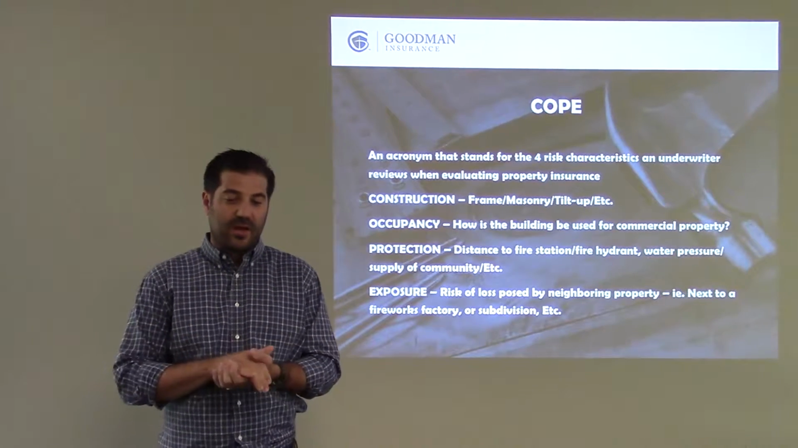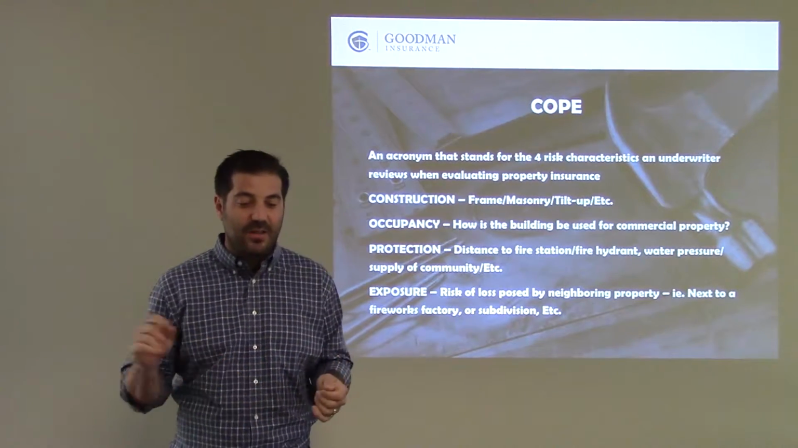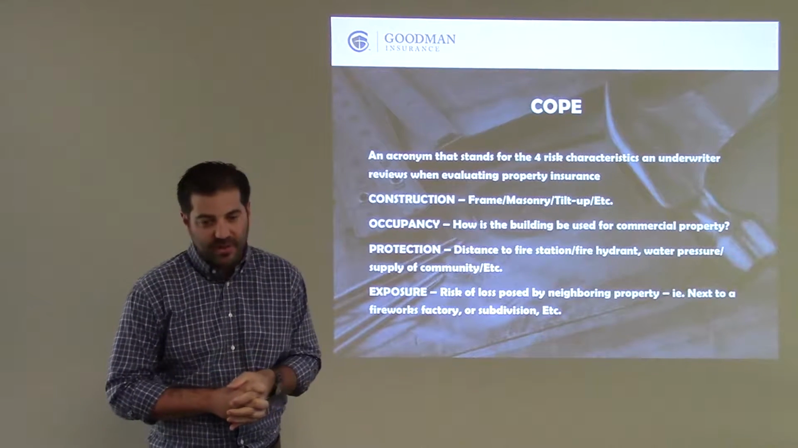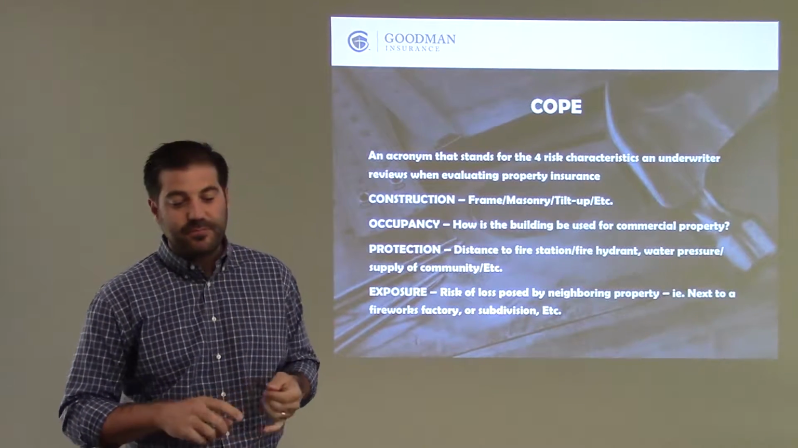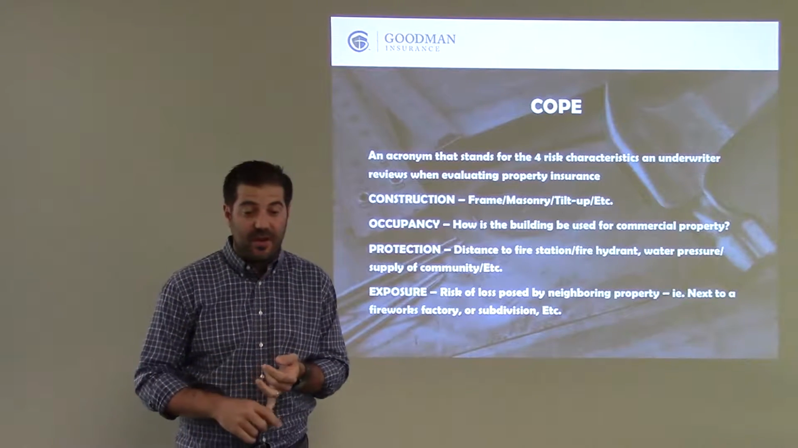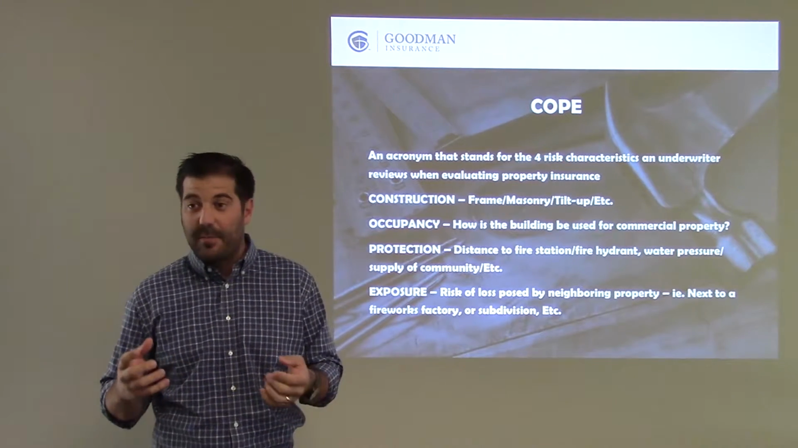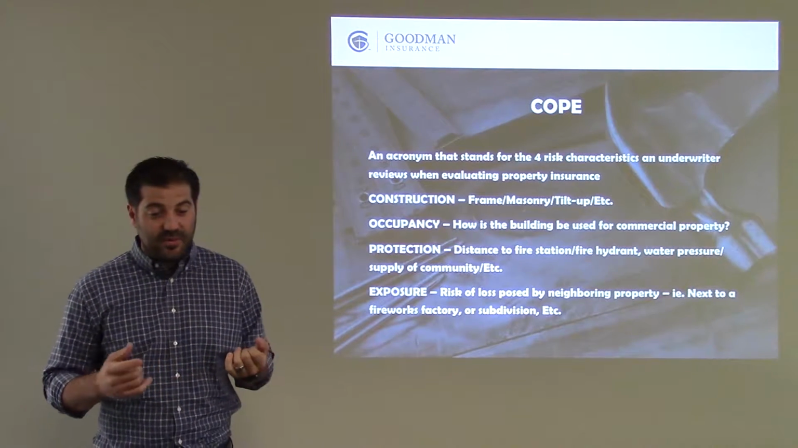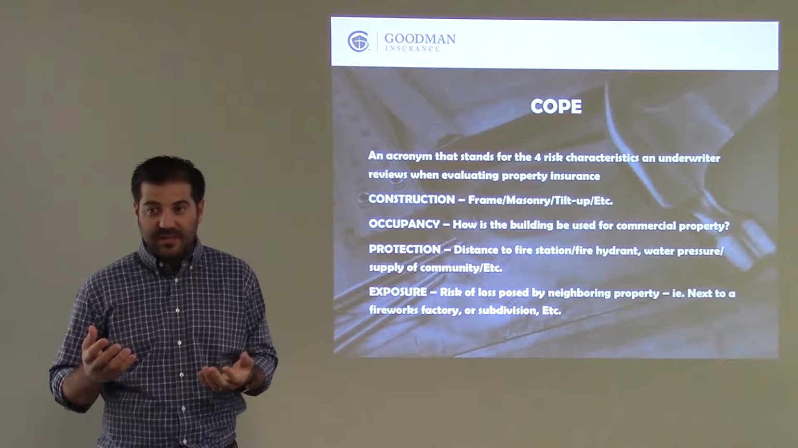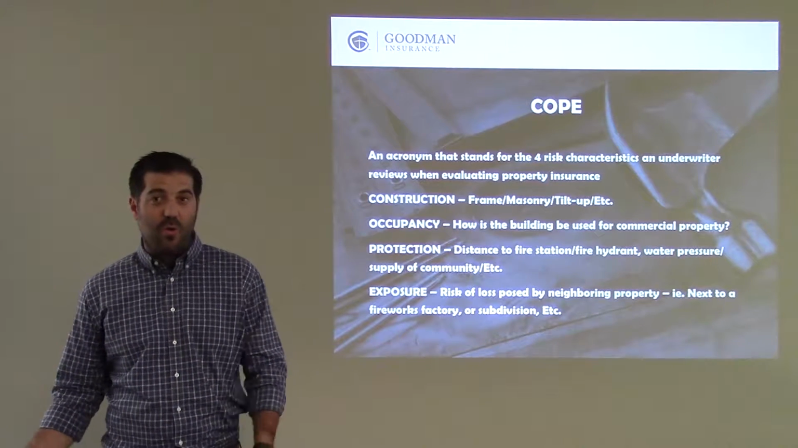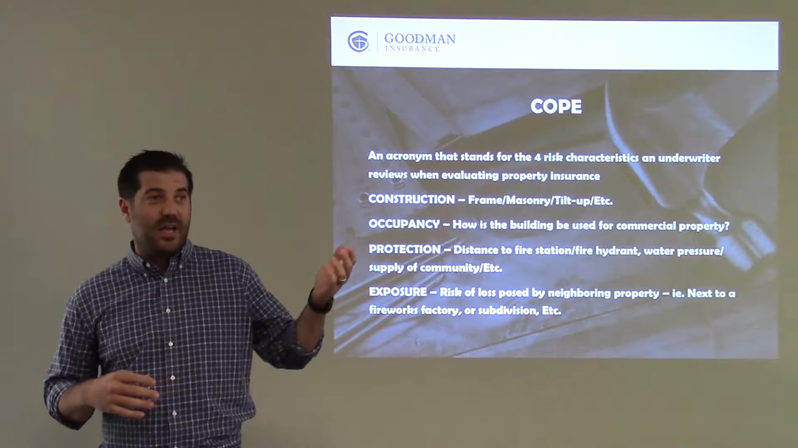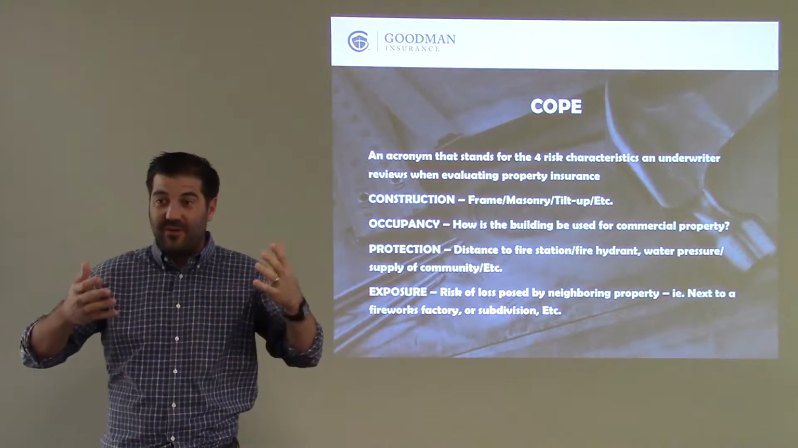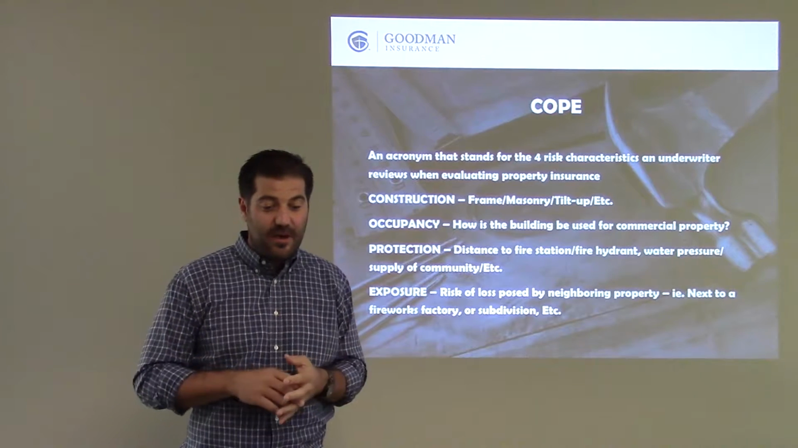Want to go through COPE real quick. COPE is an acronym that stands for the 4 risk characteristics an underwriter reviews when evaluating property insurance. So what's the construction type? Is it frame? Is it masonry, tilt up, etc.? Occupancy. How is the building being used for a commercial property? Is it an office building like this, or do they manufacture fireworks in there? There's going to be a different risk there for likelihood of burning down.